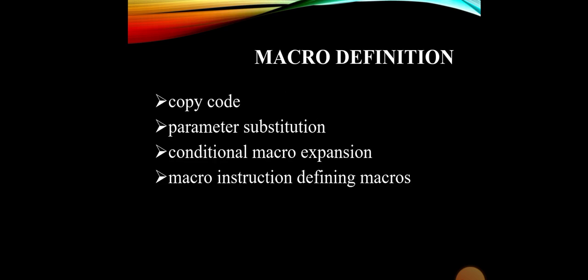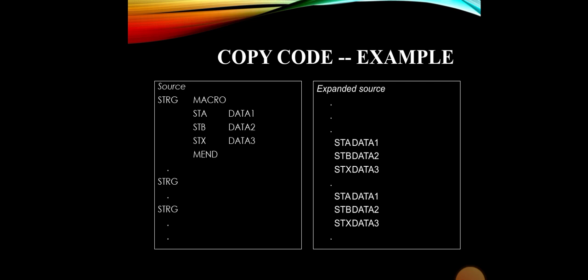So this is macro. What are macro definitions? They are used for copy code, parameter substitutions, conditional macro expansion, and macro instruction defining macros. So this is an example of a copy code. The source program is expanded to this expanded source. The macro starts from MACRO, stores data 1, data 2 and n number of data, and ends with MEND. Whereas in the expanded source, it stores data 1, data 2 and data 3, and expands the same data n number of times.